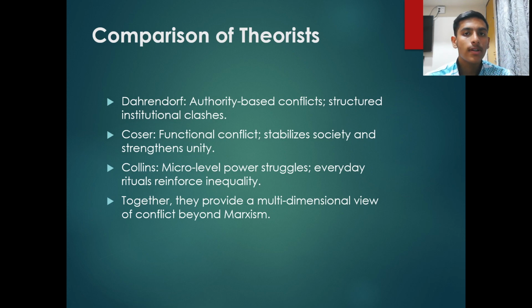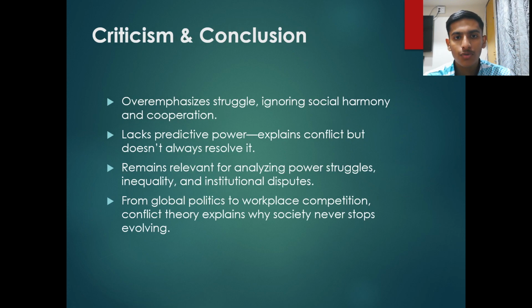Okay, so the comparison between all of these theories together is that what Karl Marx did was only talk about class struggle. He talked about class conflict between different classes of society which are divided on the basis of social stratification. But what these three thinkers have done is expand the scope and give a multi-dimensional view as to what exactly conflict means. So this was all regarding the conflict theory given by our three thinkers.